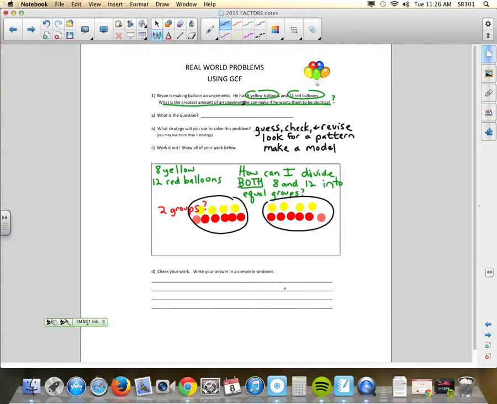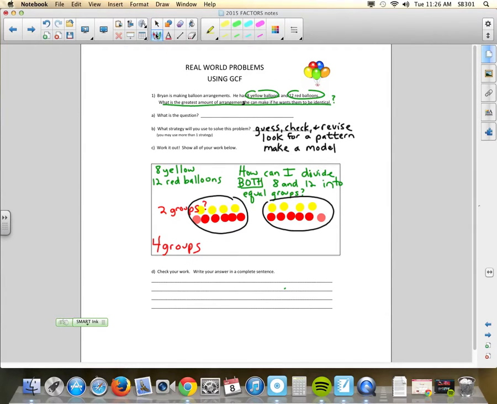But does that answer my question? Let's see. Let me go back to the question. What is the greatest amount of arrangements he can make if he wants them to be identical? Well, I know 2 goes into both 8 and 12. I wonder what else goes into both 8 and 12. I wonder if there's a bigger number. Does 3 go into both 8 and 12? No. Does 4 go into both 8 and 12? Yes. 8 can be divided by 4, and 12 can be divided by 4. So I'm going to try 4 groups, and let's see what that looks like.